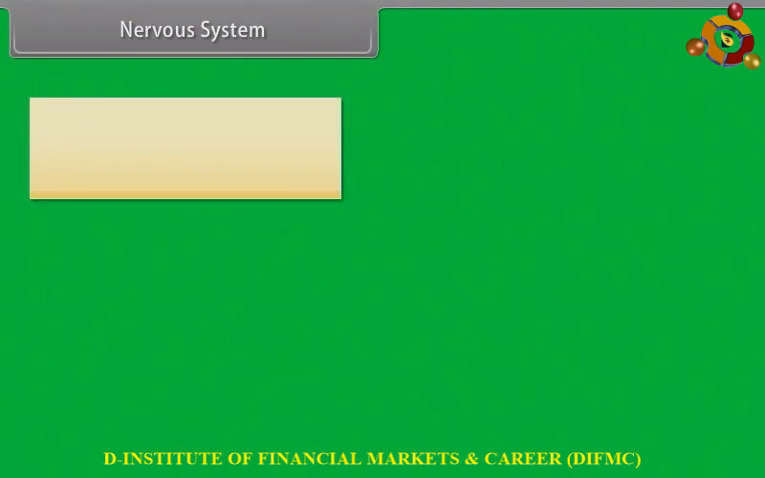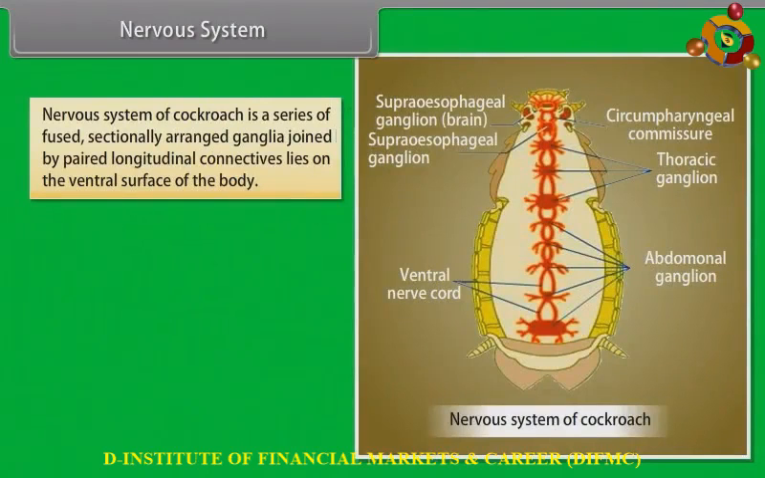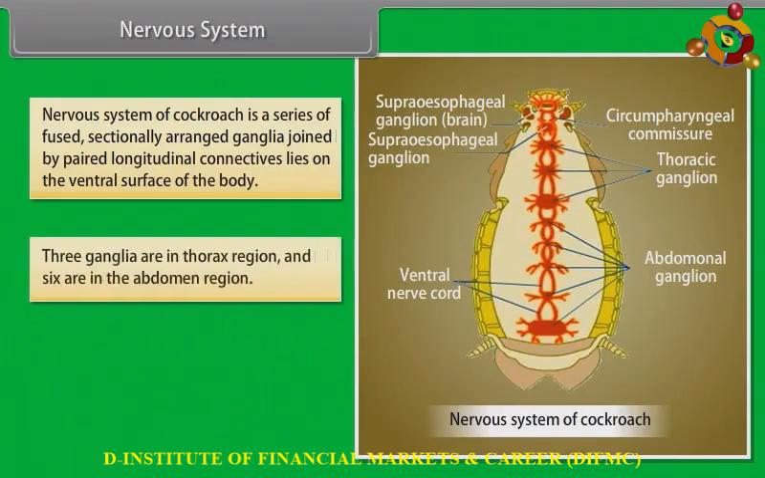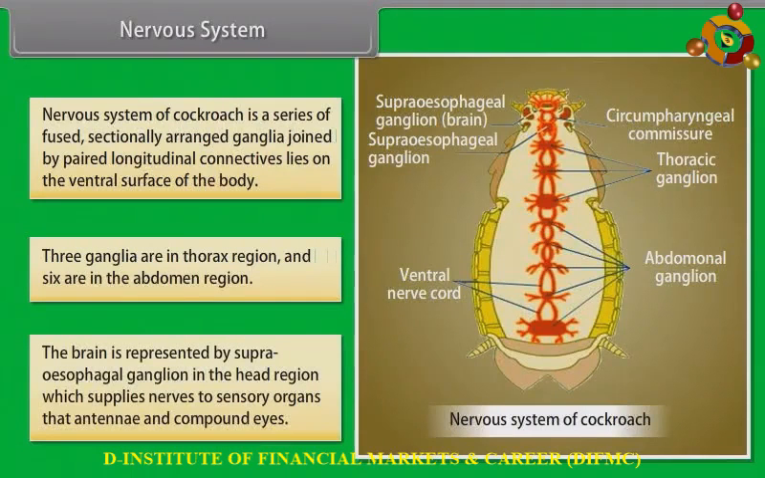Nervous system. The nervous system of the cockroach is a series of fused, segmentally arranged ganglia joined by paired longitudinal connectives, lying on the ventral surface of the body. 3 ganglia are in the thorax region and 6 are in the abdomen region. The brain is represented by the supraoesophageal ganglion in the head region, which supplies nerves to sensory organs, that is, the antennae and compound eyes.